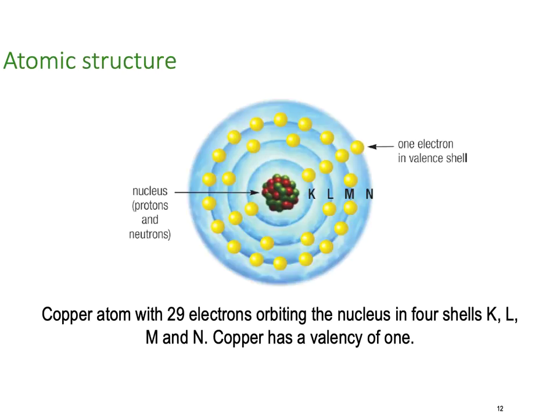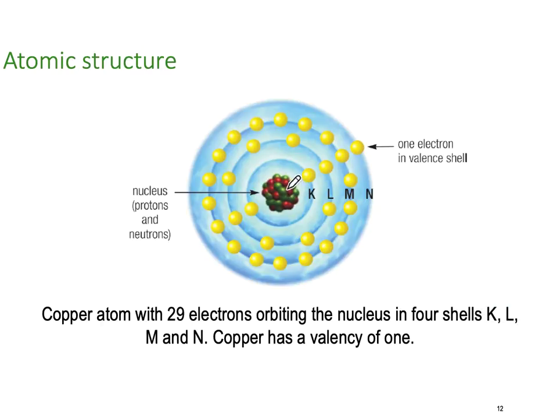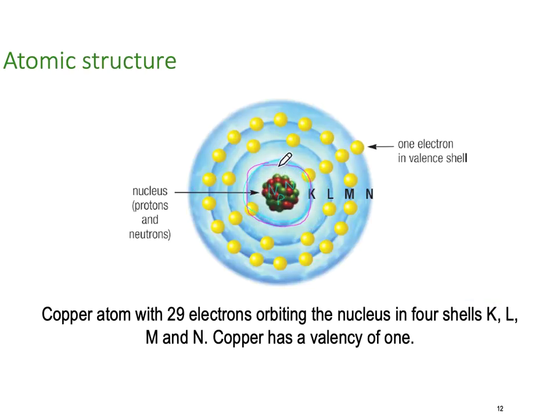So let's have a quick look at the atomic structure of copper. Copper is a very typical thing that we use. And you can see here's the structure of copper. And here's our nucleus here in the middle. And it's got protons and neutrons. And then these things around the outside, these circles, are called valence shells. So we have valence shells around the outside. And the scientists have called these shells K, L, M, and N.